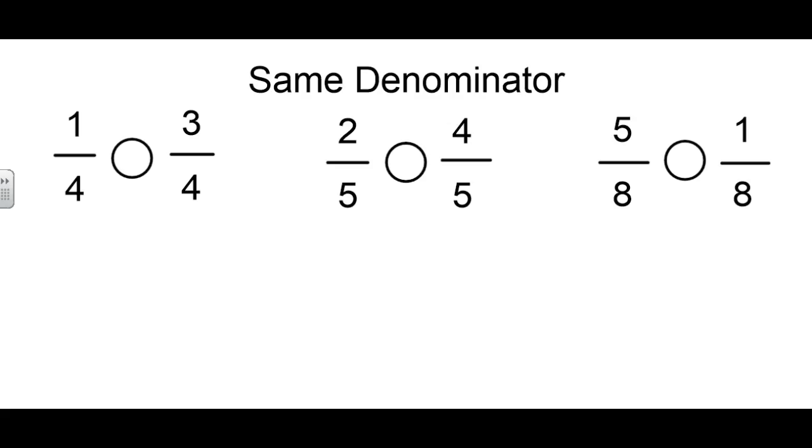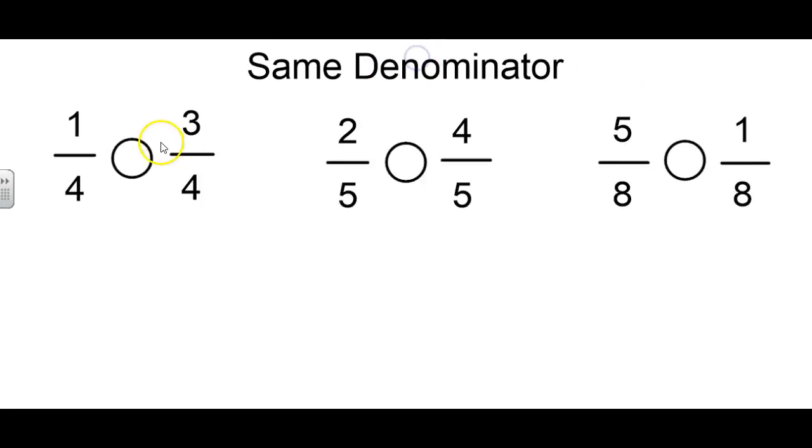We are going to do some concept development together first before we move on to the sheets for this lesson. When they've got the same denominator, it's very easy to compare the fractions because they have the same number of parts. So on your paper, I want you to go ahead and write what you see. You do not have to write same denominator. I was just putting the topic up there, but I do want you to write 1/4, 3/4, 2/5, 4/5, and 5/8 and 1/8.